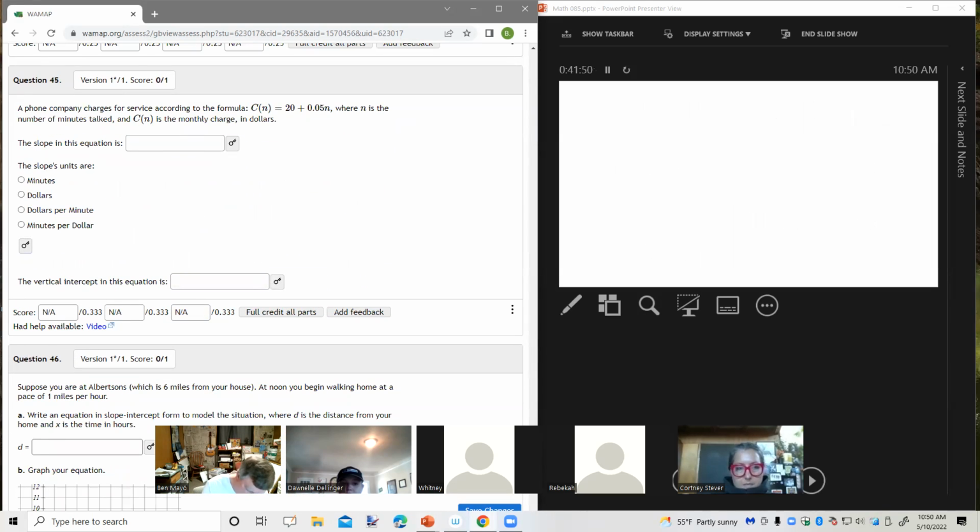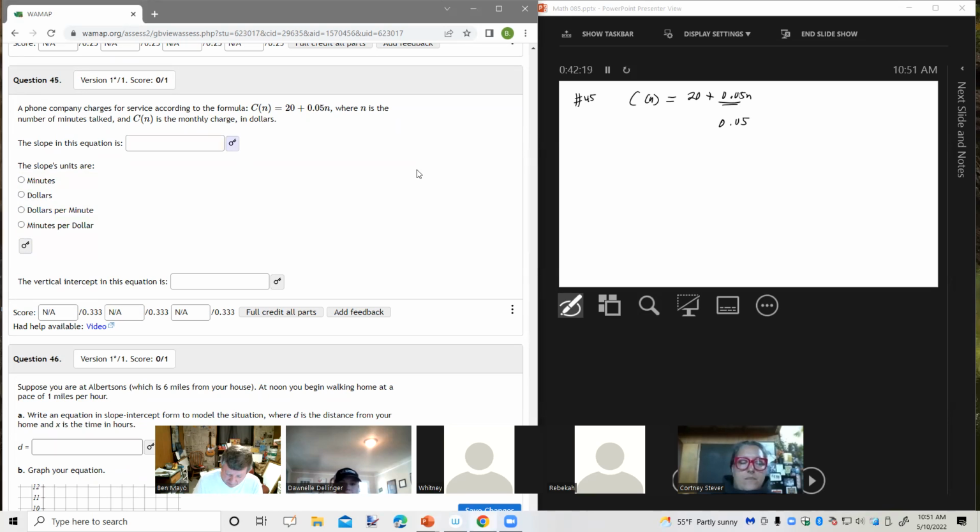45 coming up. A phone company charges for service according to the formula C of N equals 20 plus 0.05 N, where N is the number of minutes talked and C of N is the monthly charge in dollars. The slope in this equation is what? 0.05. Okay, so that would be right there.